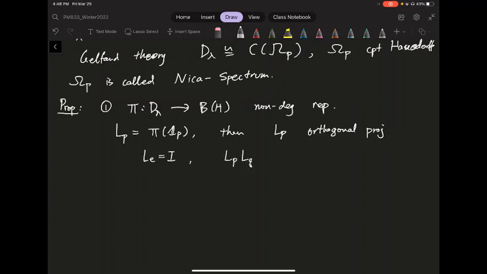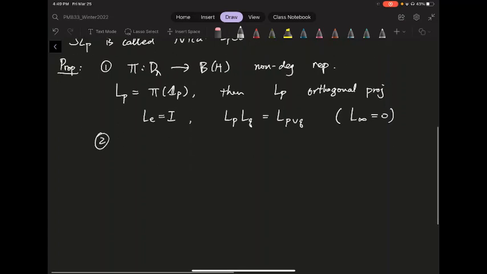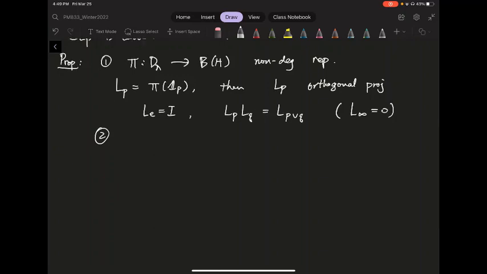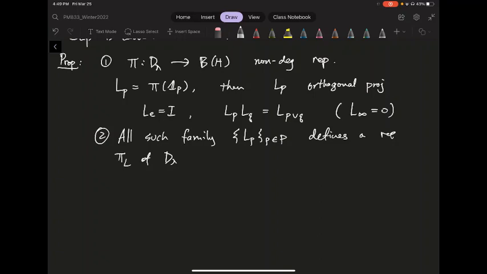And also the product L_p L_q is equal to L of their least common upper bound. The usual convention is that when p and q have no common upper bound, in other words, their upper bound is infinity, you write it as the zero operator. That's just by convention, so I don't need to say p and q have a common upper bound. This one is fairly clear, but conversely, all such families of projections actually give you a representation. So conversely, every such family L_p, p inside your semigroup, defines a representation, let's call it pi_L, of your diagonal algebra on whatever Hilbert space you're on.